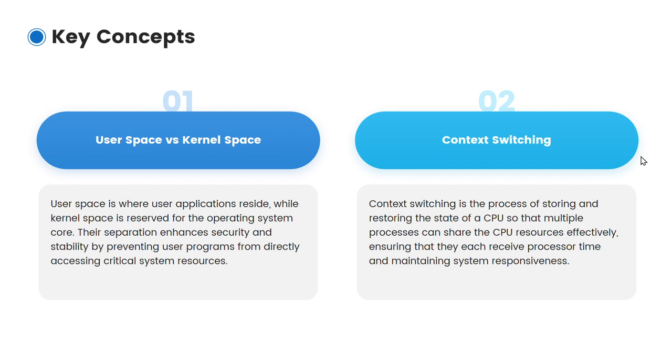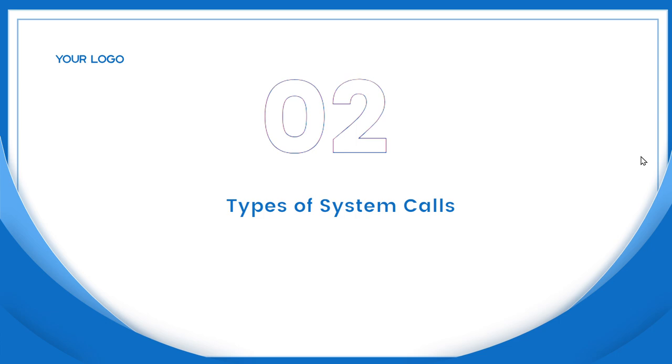Context switching. Context switching is the process of storing and restoring the state of the CPU so that multiple processes can share the CPU resources efficiently, ensuring that they each receive processor time and maintaining system responsiveness.